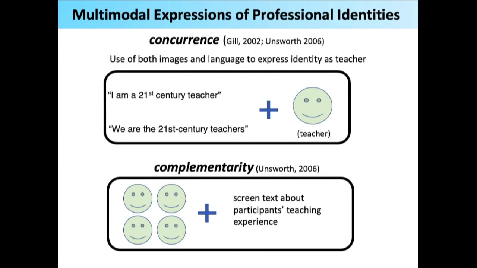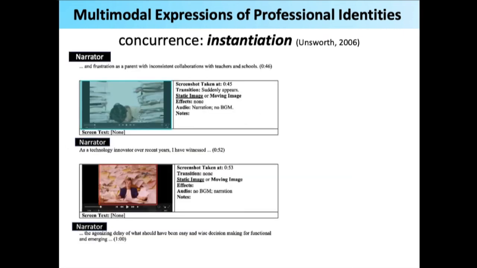You could see the faces of the participants and written details about how long they had been teaching and what they had been teaching. The participants also employed instantiation, and that refers to cases where, for example, the image might represent one example of what the language is referring to. So, for example, in the scene at the top, the text mentions frustration as a parent with inconsistent collaborations with teachers in schools. So the image is supposed to represent one example of a parent feeling or a teacher feeling frustrated. And the bottom one is the same kind of idea, where the agonizing delay of what should have been easy and wise decision-making for functional and emerging. So the image is suggesting that the teacher is overburdened or experiencing an agonizing delay.